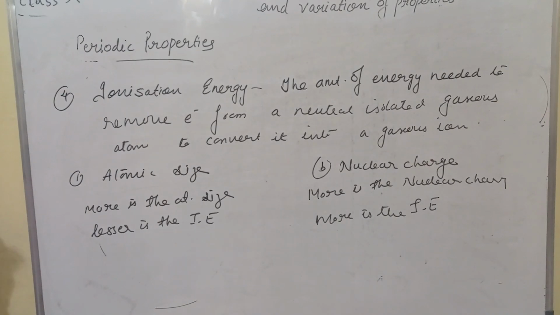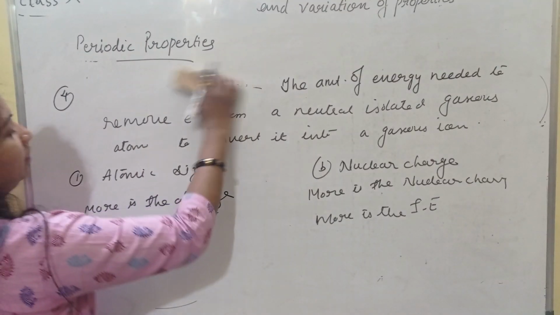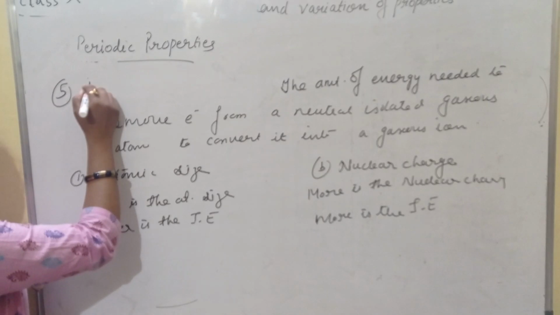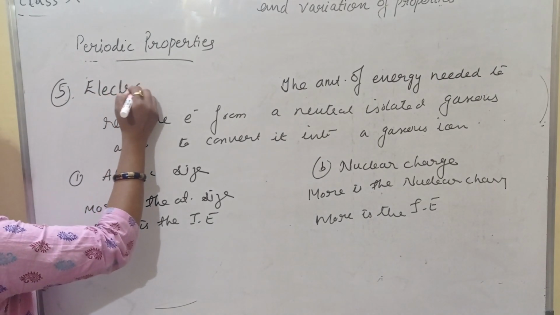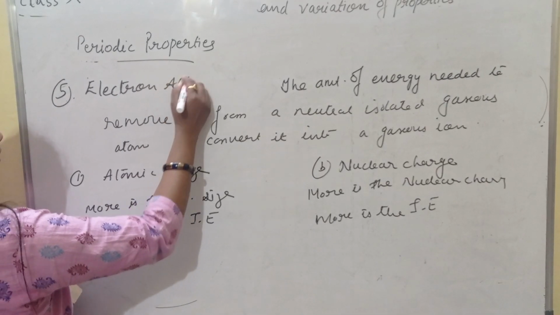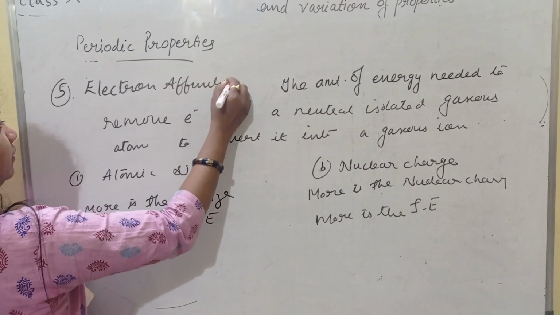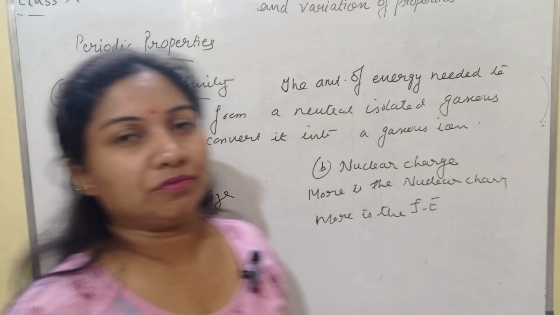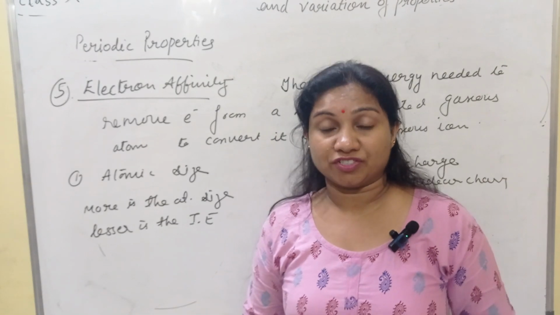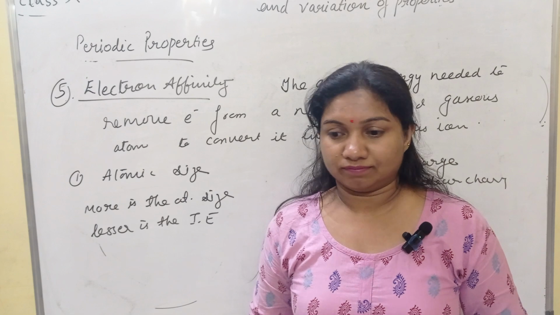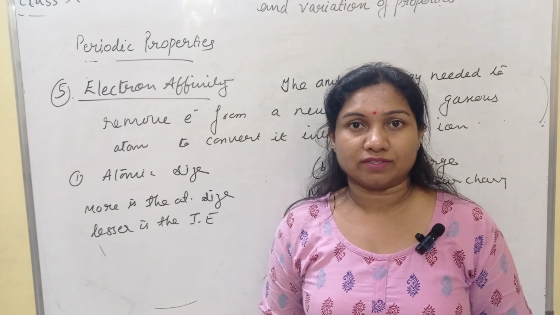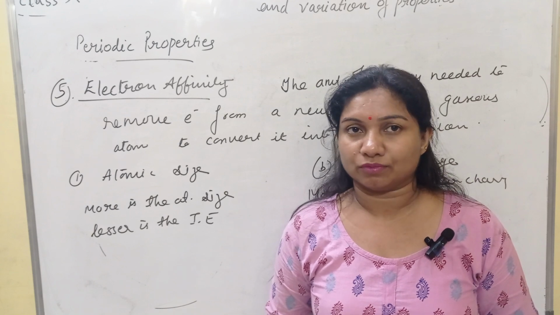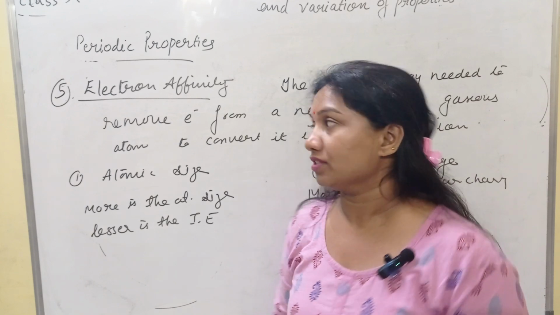Now next is electron affinity, number five. After completion of the chapter, we will discuss some questions that you got in your previous year question papers. So we will solve some questions also.